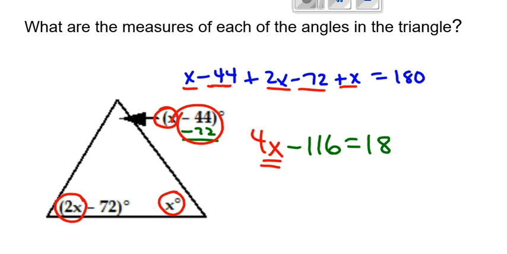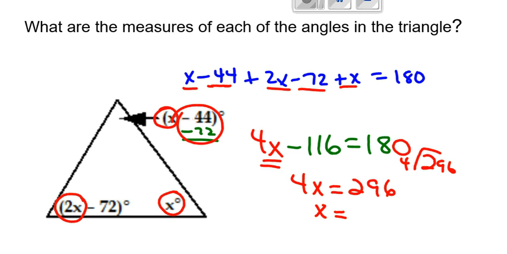All right, so adding 116 to both sides is going to give me 4x equals 296. And then when I divide both sides by 4, that is going to give me... let's do 296 divided by 4 real quick. 74.